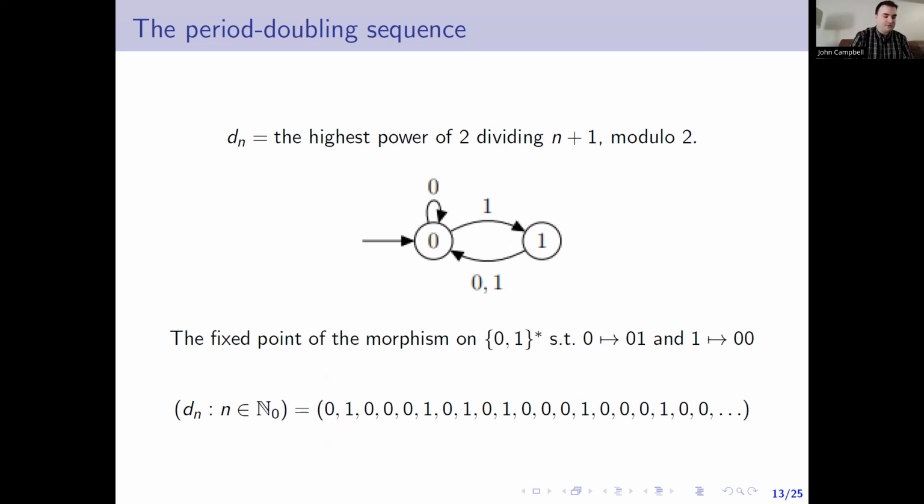The interdisciplinary interest in the period doubling sequence is reflected in the many different ways of equivalently defining the sequence, as these equivalent definitions point toward applications within number theory, automata theory, and the field of combinatorics on words. So in this regard, you can see how we can define the period doubling sequence in terms of a divisibility property, in terms of a deterministic finite automaton, and in terms of a homomorphism defined on the free monoid over a binary alphabet.